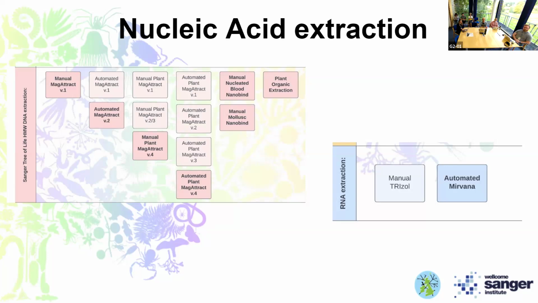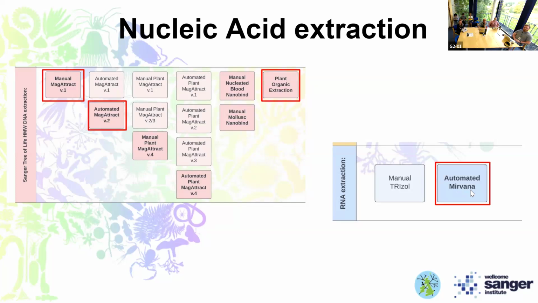So you would have seen this from Caroline's slide. This is the range of nucleic acid extraction methods that we employ in the lab. What we'll be talking to you about today is the automated MagAttract extraction, the plant organic extraction, and then the automated Mivana extraction, which I have highlighted in red. We were going to show the manual MagAttract, but we were unable to get videos in time. So we'll just have the automated MagAttract, the plant organic extraction, and the automated Mivana RNA extraction.